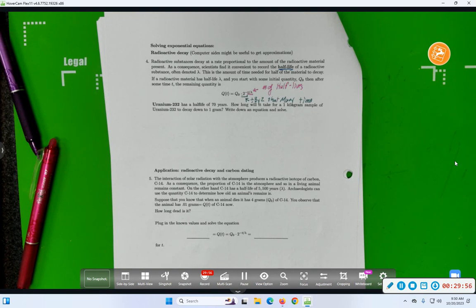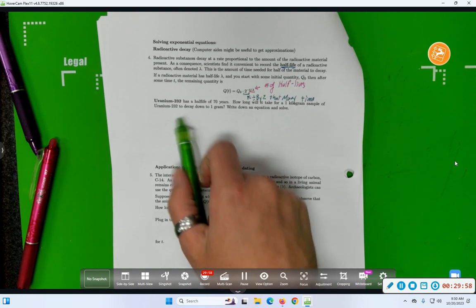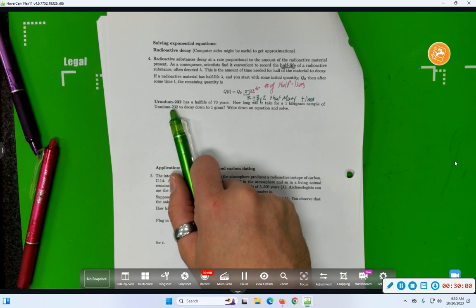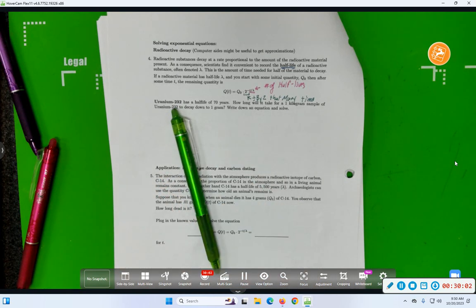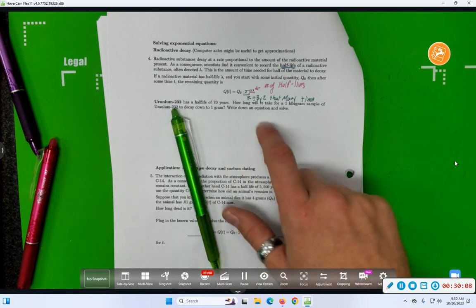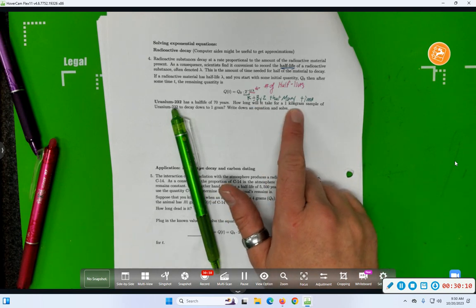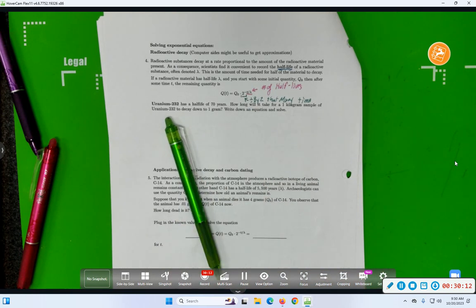All right, so we have this set up. Let's do something with it. U-232 has a half-life of about 70 years. That's obviously not exact. Nothing's going to be exactly 70 years. How long will it take for a 1 kilogram sample of U-232 to decay down to 1 gram?